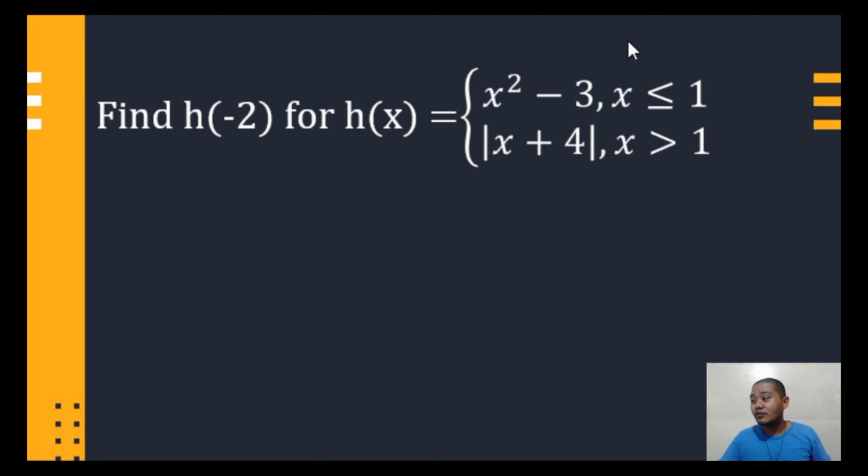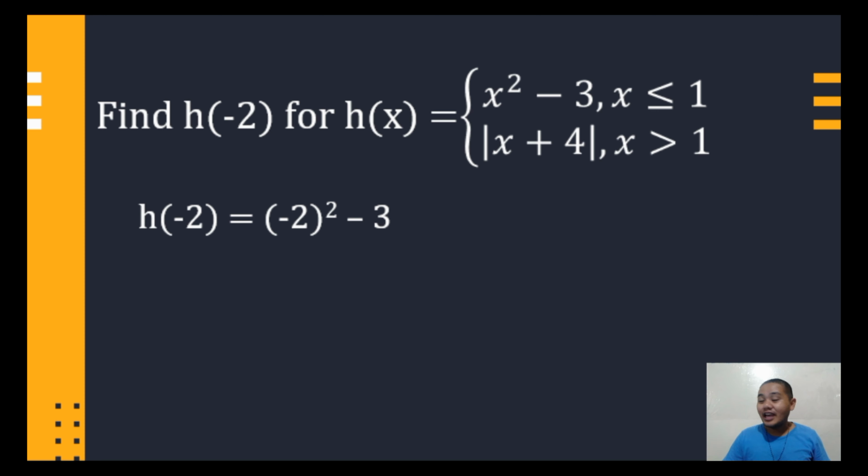Magfo-fall ba yung negative 2 sa x is less than or equal to 1? Or yung negative 2 ba is magfo-fall sa x greater than 1? Tama ka. Magfo-fall yung negative 2 dito sa x is less than or equal to 1. Therefore, ito yung function na gagamitin natin. X squared minus 3. So, ganun nag-work yung piecewise function. Okay? So, let us proceed.